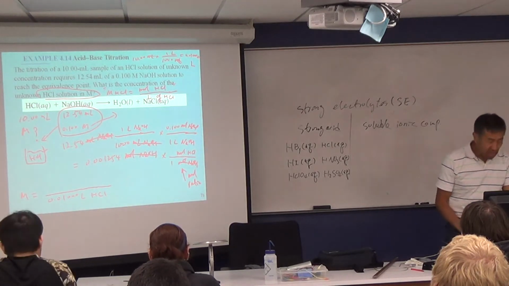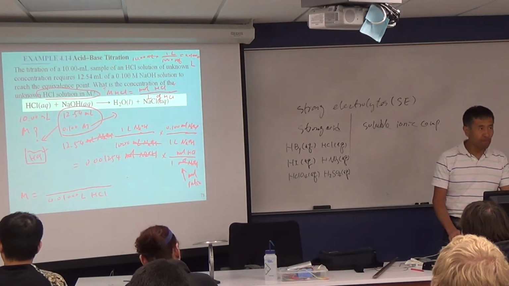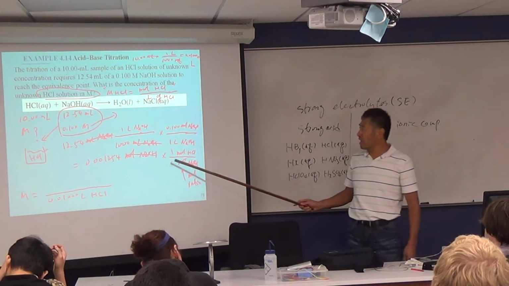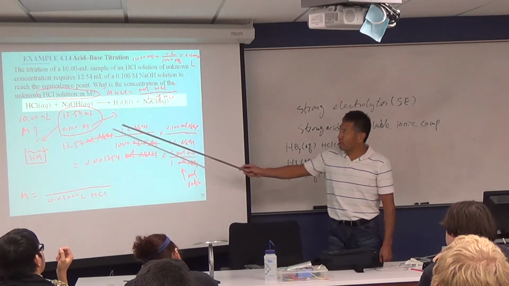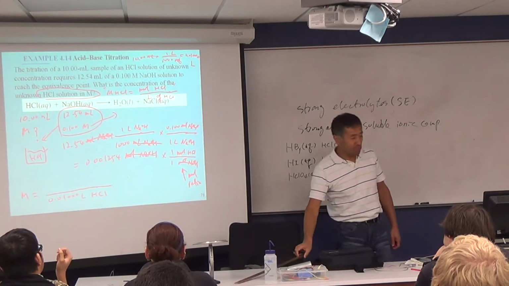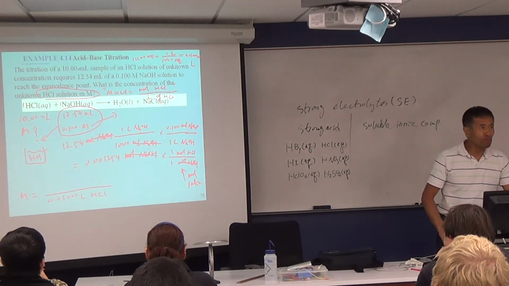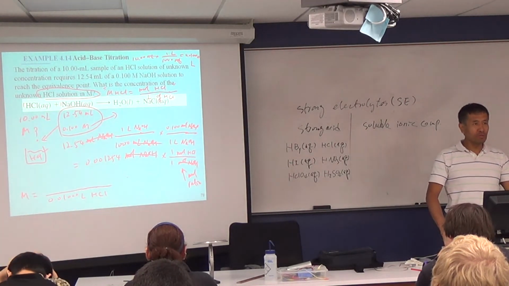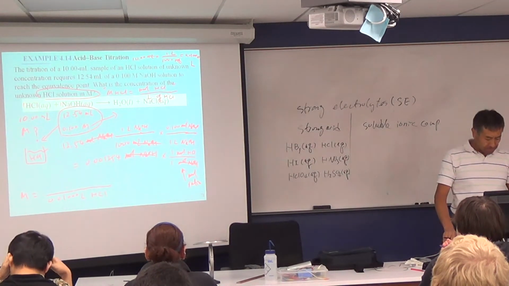One for NaOH, one for HCl. And what is the name for this one and one? If I put one here and one here, what's the name for that number? Coefficient. Yeah. So use the coefficients to make this mole ratio conversion.